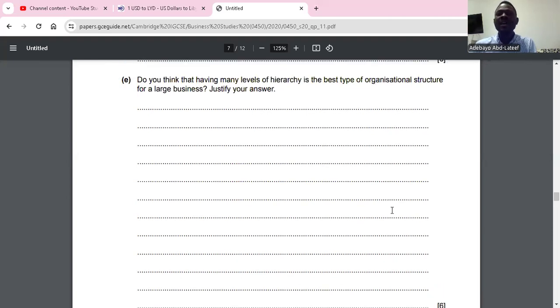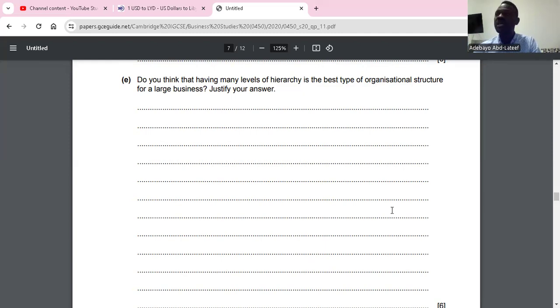Do you think that having many levels of hierarchy is the best type of organizational structure for a large business? Justify your answer. First, what is an organizational structure? I wrote, organizational structure is used to define a hierarchy inside an organization. And what's a hierarchy itself? A hierarchy is a system in which members of an organization are ranked according to their relative status. I think organizational structure and hierarchy is clear there, right? Yes. So having many levels of hierarchy means a tall structure. That is what it means, okay?